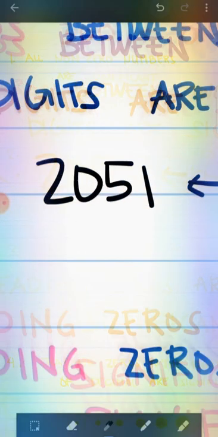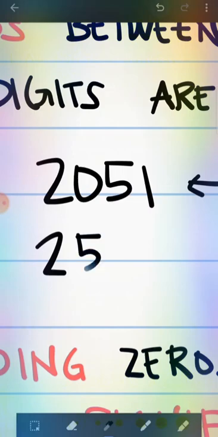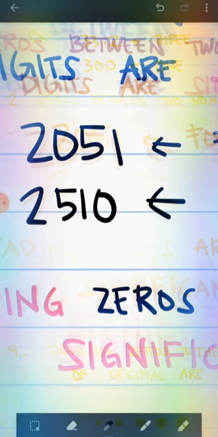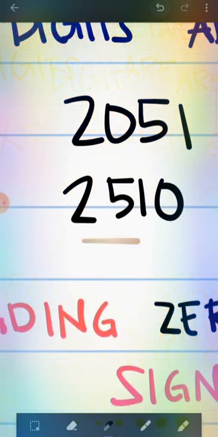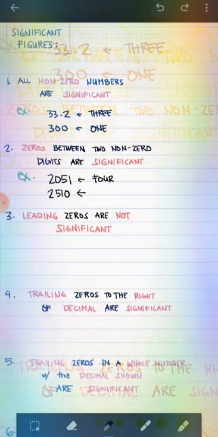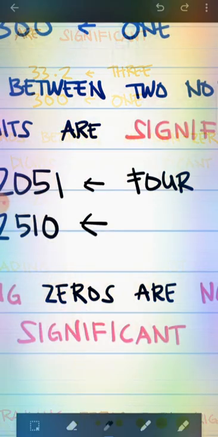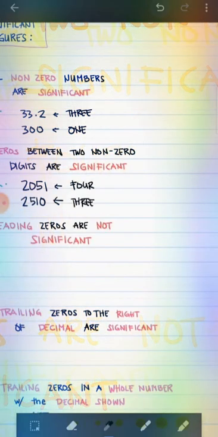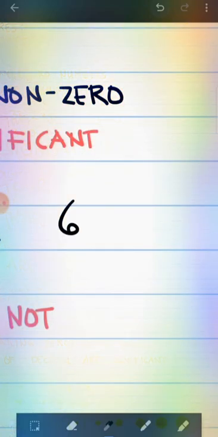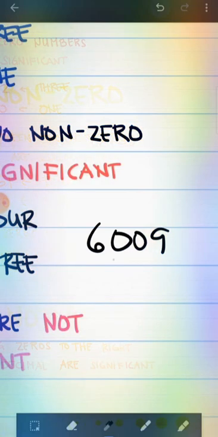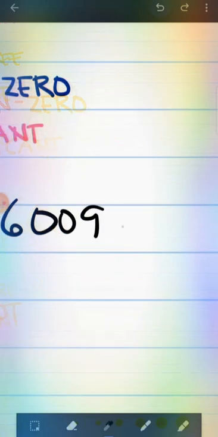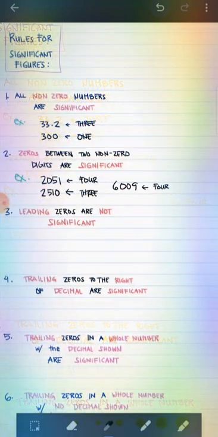But what if it is 2510? How many significant figures will 2510 have? Since 0 is not in between any of these 3 non-zero digits, 2510 has only 3. Another example of this is if we have 6009. Since these two zeros are in between 6 and 9, the non-zero digits, therefore this 6009 has 4. So that's rule number 1 and rule number 2.